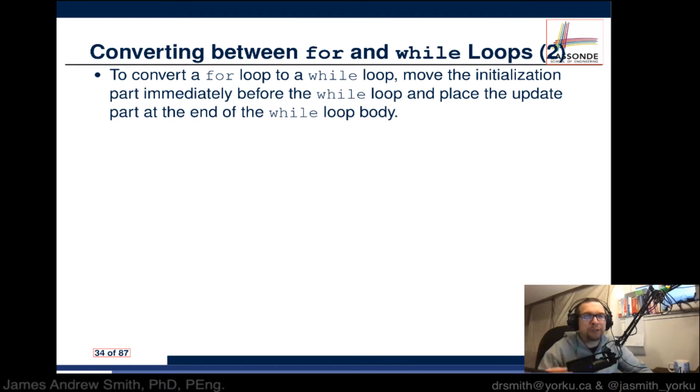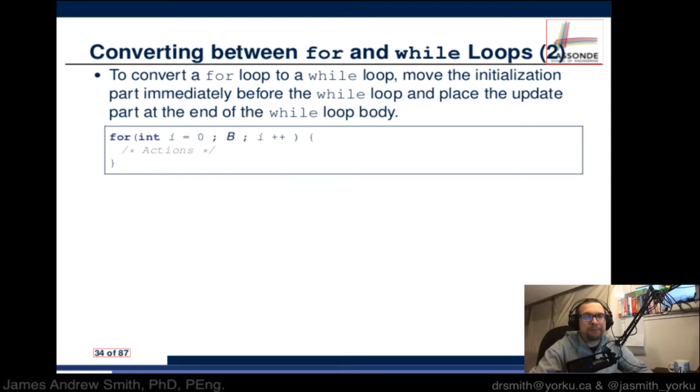Alright, to convert from a for loop to a while loop, you want to move the initialization part immediately before the while loop, so above it, and place the update part at the end of the loop body, so inside the curly braces. So for instance, what you've got right here is a for loop. It starts with the keyword for, and you say int I is equal to 0. So this is initialization and starting up of your counter variable. So it's I, which is your counter variable, and it starts at 0. Then you've got some condition saying that I should be less than 10 or something. And then from there you've got I plus plus, which is the updating of the counter every time it runs through the loop.